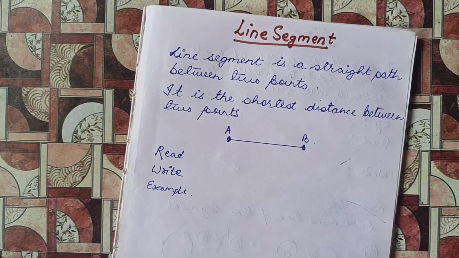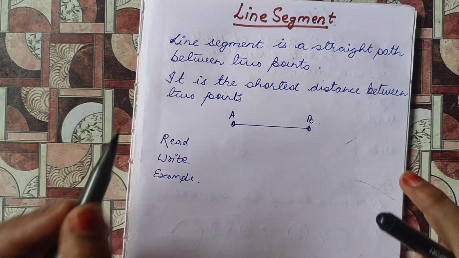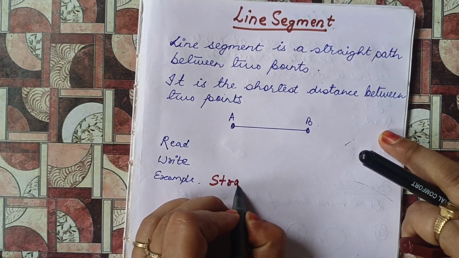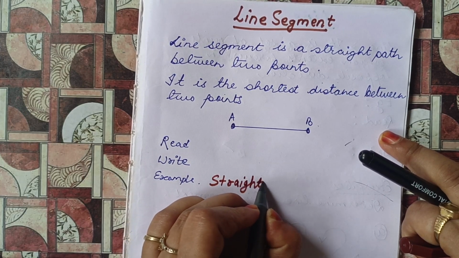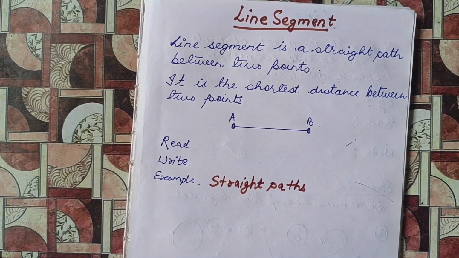Now let's move on to what is a line segment. Line segment is a straight path between two points. It is the shortest distance between two points. Now, example of line segment can be a straight path that we move.